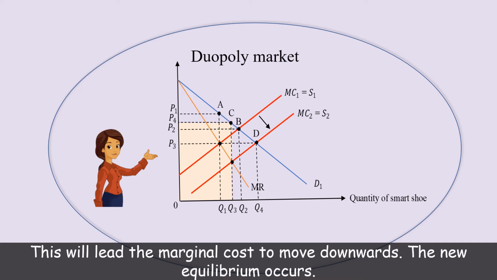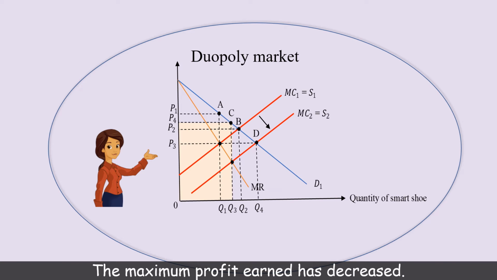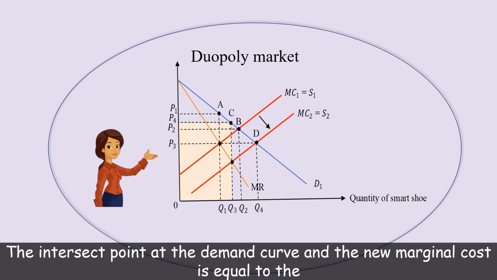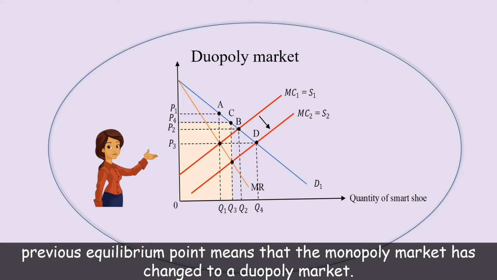This will lead the marginal cost to move downwards. The new equilibrium occurs. The maximum profit earned has decreased. The intersect point at the demand curve and the new marginal cost is equal to the previous equilibrium point, meaning that the monopoly market has changed to a duopoly market.